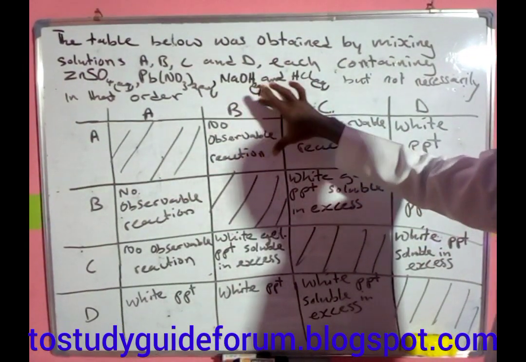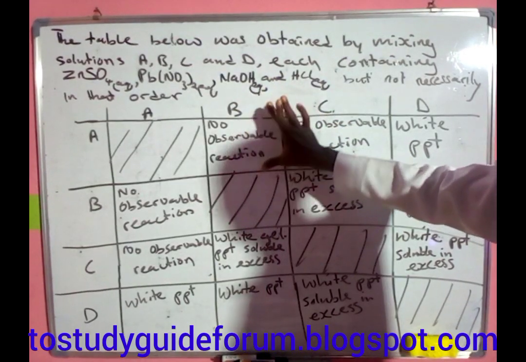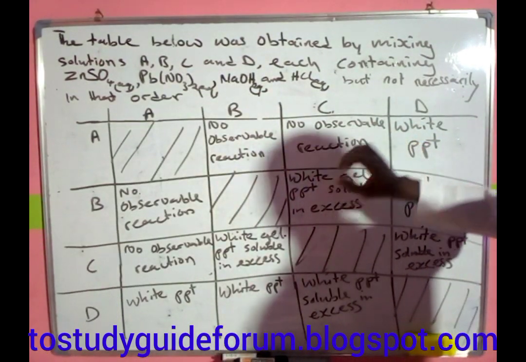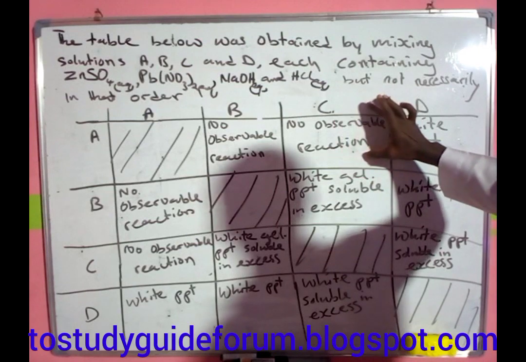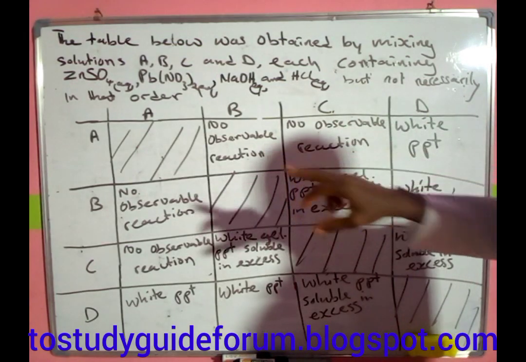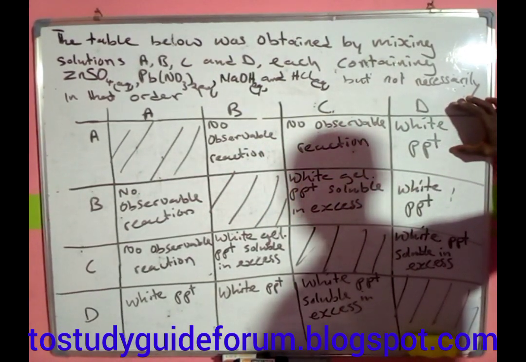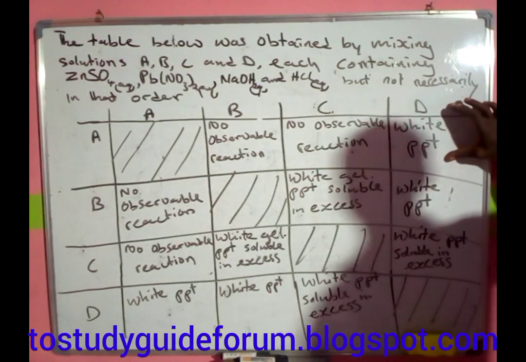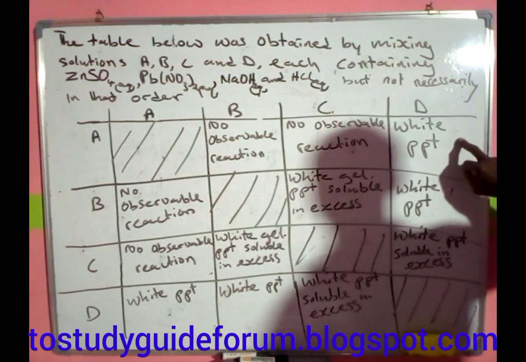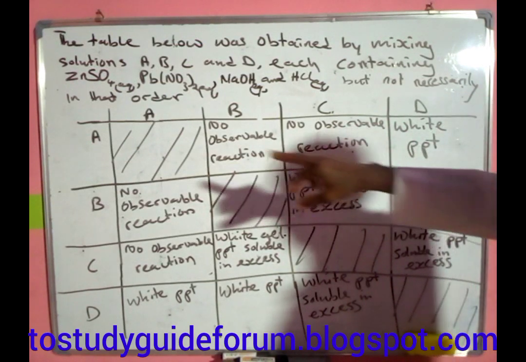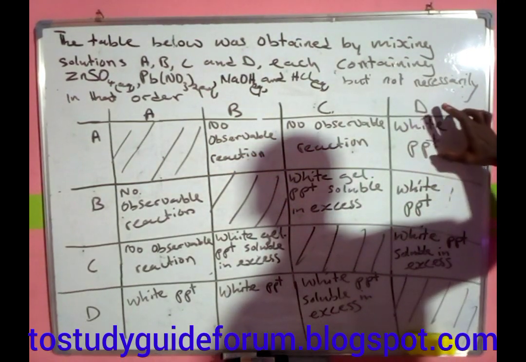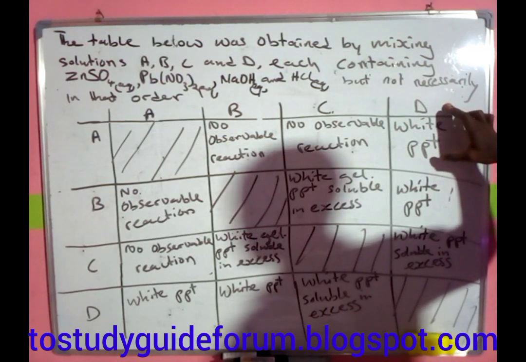So what we do here, if you look at the first column, the A column, you notice that A plus B gives us no reaction. That is why we have no visible reaction, no observable reaction there. And C also has no observable reaction, and D has white precipitate. In D we have white precipitate. So what does this white precipitate tell you? It tells us that of the two compounds mixed together, A and D, one of them is likely to be insoluble.